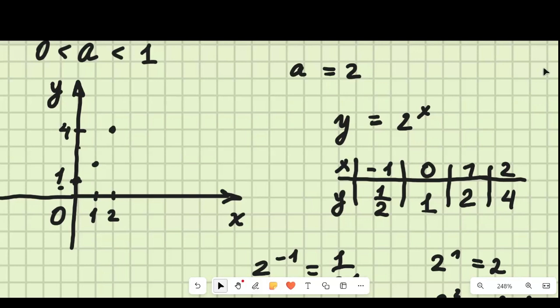I'm going to connect them with a smooth line, a curve, I would say, actually, and continue the curve a little bit to the right and a little bit to the left. That's how the graph of a typical exponential function is going to look.